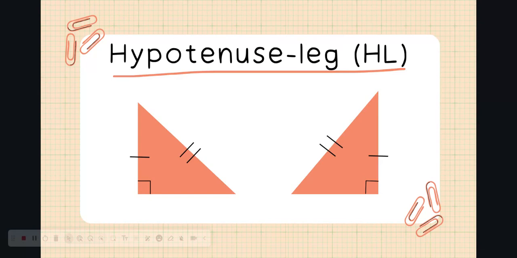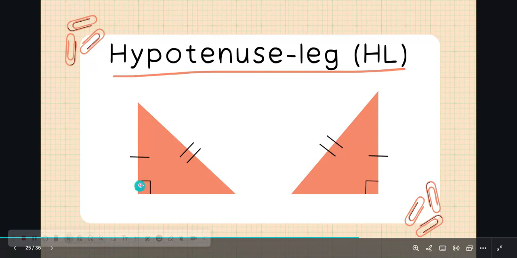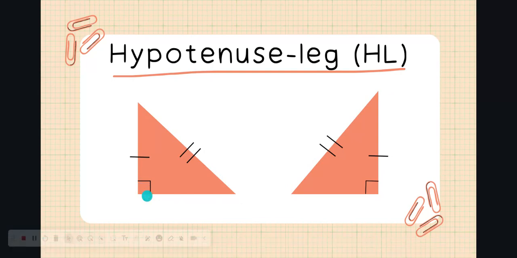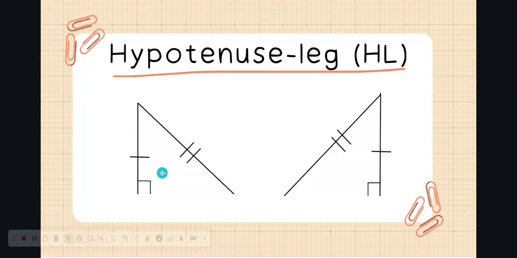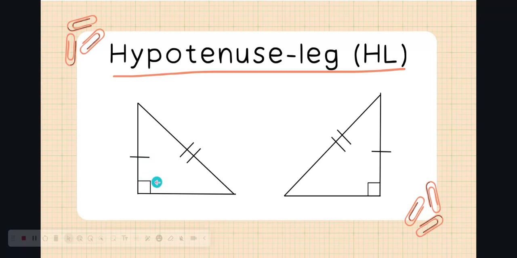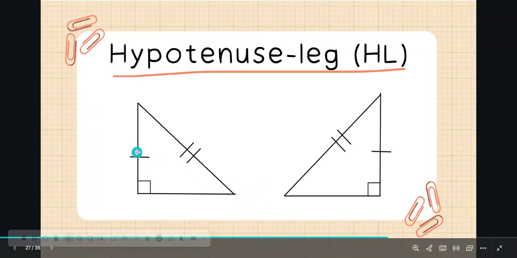Hypotenuse leg, or HL. This theorem only applies to right triangles. This is shown by one corresponding congruent leg of the triangle, and the hypotenuse of both triangles being congruent. And of course, it's a right triangle, so it has a 90-degree angle. So we have a triangle with these proofs. If we use the Pythagorean theorem, we can figure out the last side. And the last side will be the same for both triangles, since the other two sides are congruent.